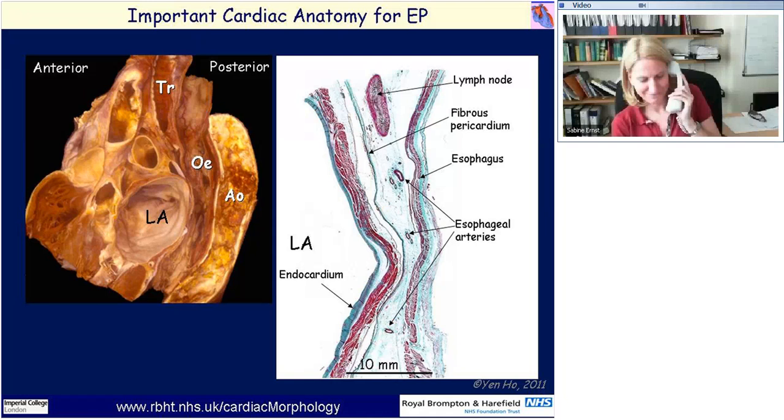And right behind the fibrous pericardium, we can see the branches of esophageal arteries, lymph node, fibrofatty tissues, and here already is the esophageal wall. And here, of course, the lumen of the esophagus. So we have a very close relationship between the posterior wall of the left atrium and not only the muscular wall of the esophagus, but also the arteries supplying the esophagus.